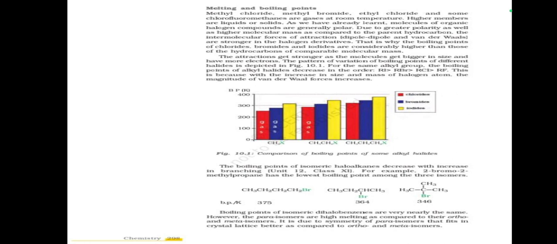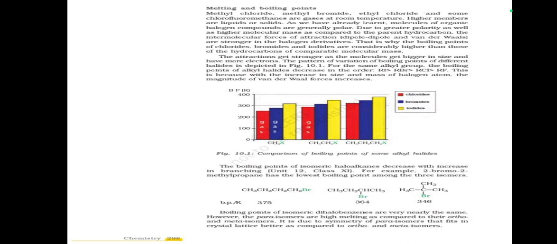This is because with the increase in size and mass of the halogen atom, the magnitude of van der Waals forces increases. Figure 10.1: comparison of boiling points of some alkyl halides. The boiling points of isomeric haloalkanes decrease with the increase in branching. Now, 2-bromo-2-methylpropane has the lowest boiling point among the three isomers.